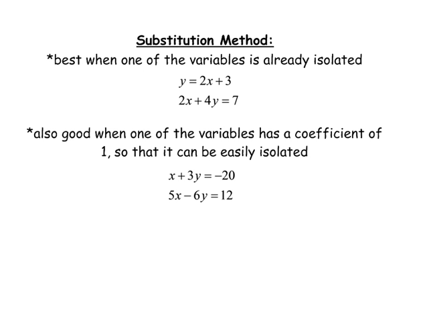The substitution method is best when one of the variables is already isolated. In this example, you see y is already by itself, so that would be a great method. It's also good when one of the variables has a coefficient of 1. For example, here you'll see that x has a coefficient of 1, and so it is easy to be solved for.